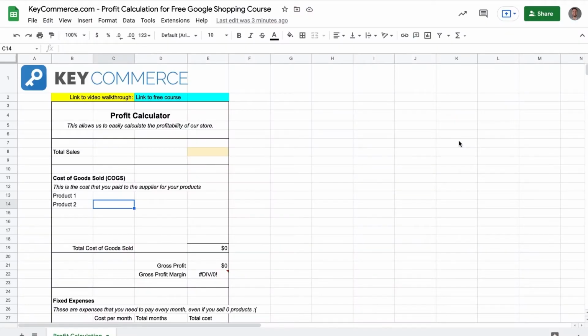Once you have the sheet open, add in your sales in this first section here. Let's say $100,000 over the last 12 months. The next box is for what's called cost of goods sold.